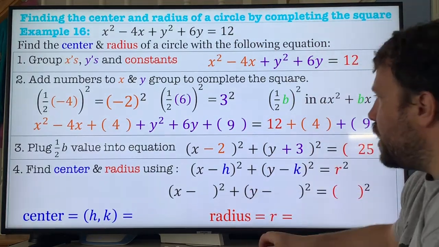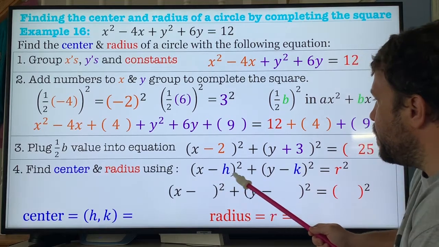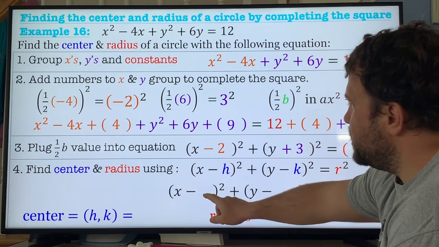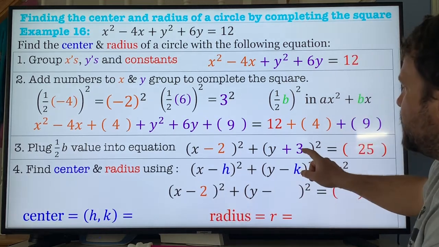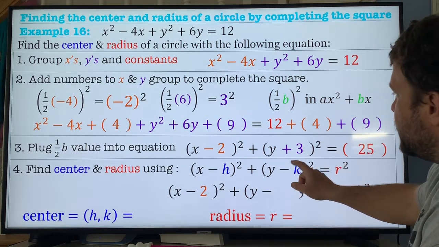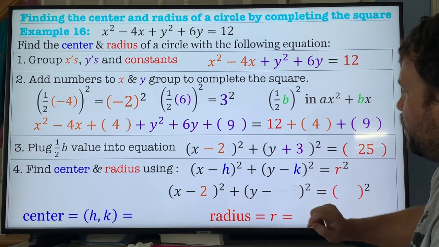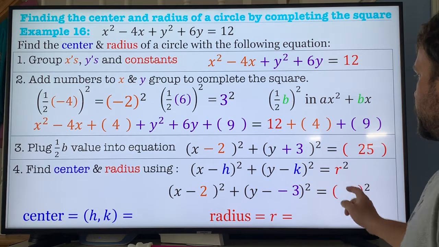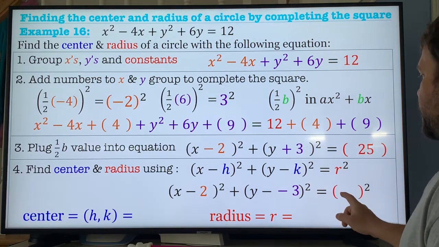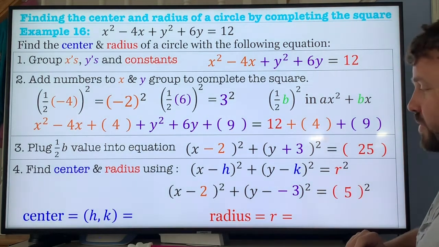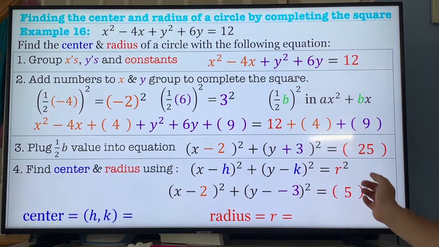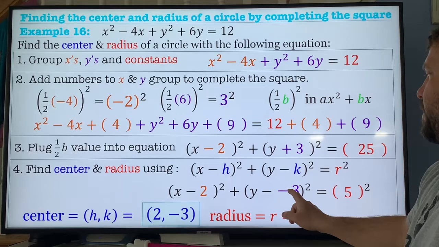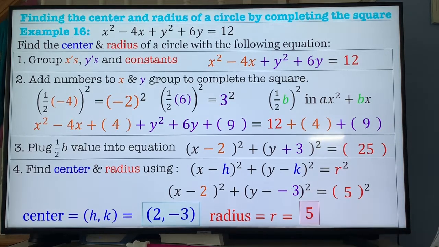So, because we want this in the circular equation to find our center, h stays negative 2. This is positive, so in order to make it a k, it's y minus k, so that becomes a minus negative 3. Now r squared. Well, r squared equals 25, so r equals the square root of 25, which is 5. So our center (h, k) is (-2, -3), and our radius is 5.